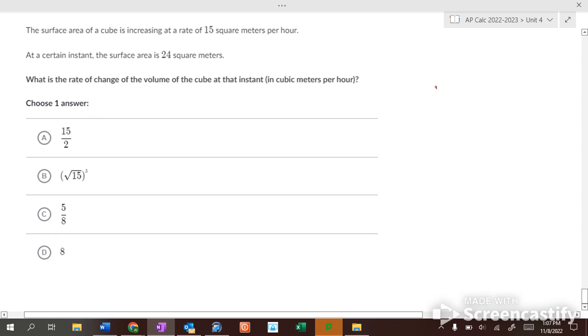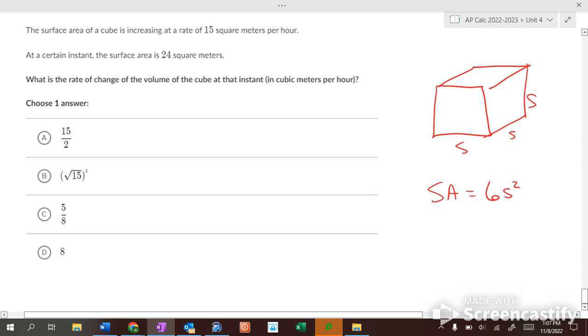The surface area of a cube is increasing at a rate of 15 square meters per hour. So surface area of a cube is 6s squared. So the dSA dt... Oh, we're looking for change in volume. Okay, this is one of those. I'm glad I did this. So what we have to do is the surface area is changing, so we have to do this first and then figure out the volume one.